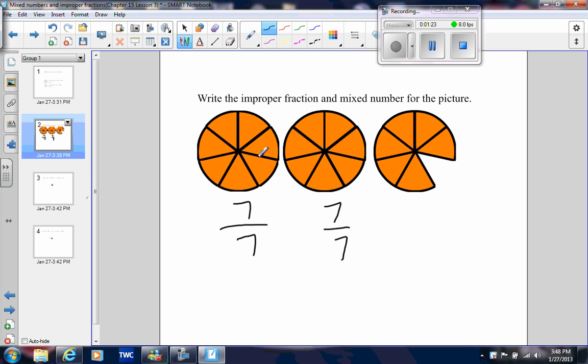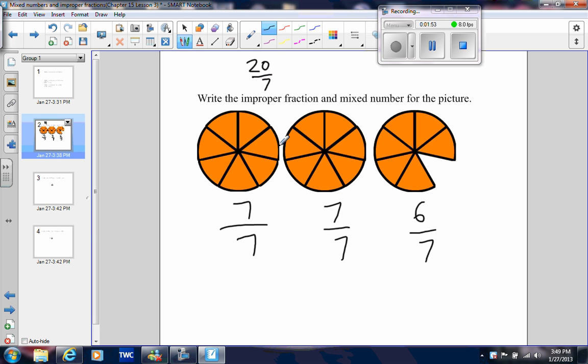So far we got 7 sevenths here and another 7 sevenths here, so that's 14 sevenths so far. And then this one has one of them gone. So there used to be 7 pieces, now there's 6. All right, so we'd want to know an improper fraction for this. So we got 7 here, that's 7. Another 7 here, that's 14. And another 6 here, that's 20. So the improper fraction would be 20 sevenths.